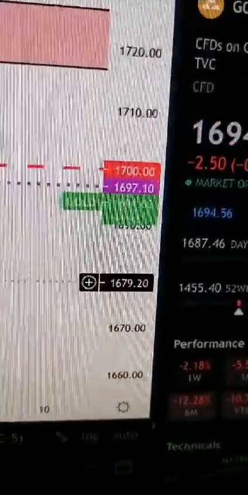This is a very important level, 1700. I'll say that again, 1700 is a very important level, right? 1700. And if we do get our validation, I will be taking longs on gold from possibly today. But if I don't get validated, then I will not be taking any buys on gold.